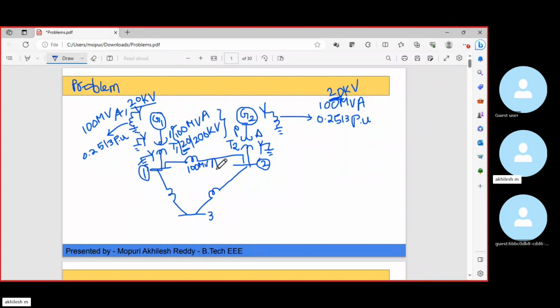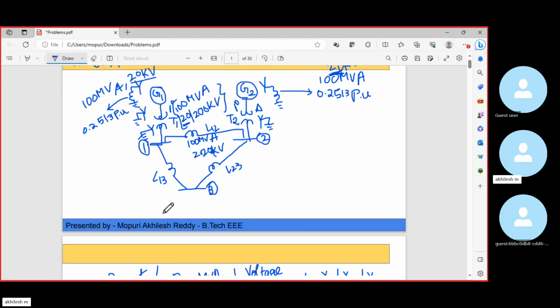This is having 100 MVA and voltage rating is 220 kV for all these three lines. That is, this is nothing but line L12 between buses 1 and 2. And this is between 2 and 3, the second bus bar and the third bus bar, L23. And here it is 1 and 3. This is L13. Okay. Now let us start solving this problem.